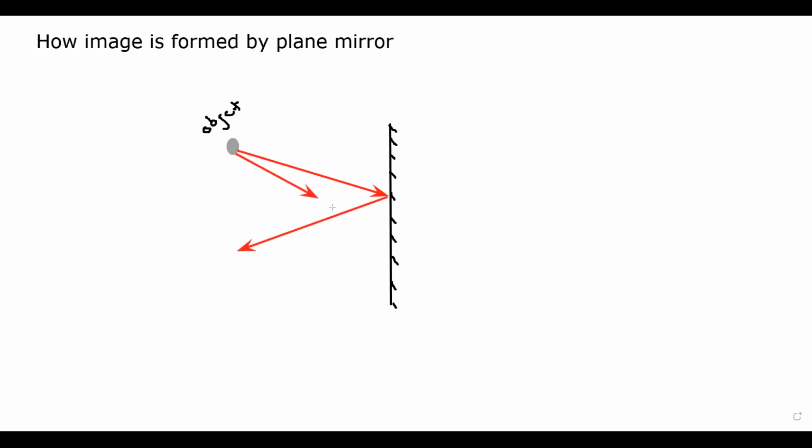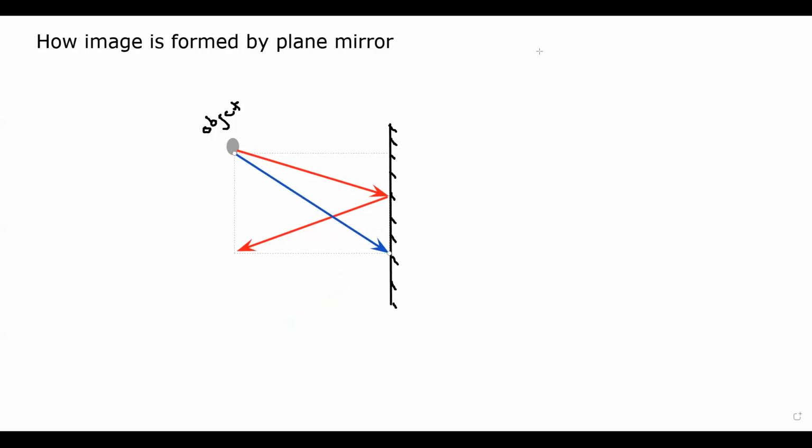And there is a second light ray which is also coming out from the object. It will hit the mirror, and as it hits the mirror, it will also bounce back. So for the two light rays, I will change the color so that it will be easy to understand. Ray 1 is red in color and ray 2 is blue in color.